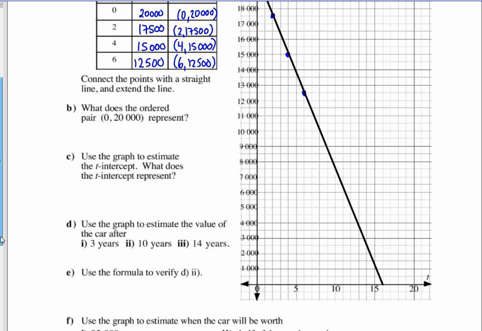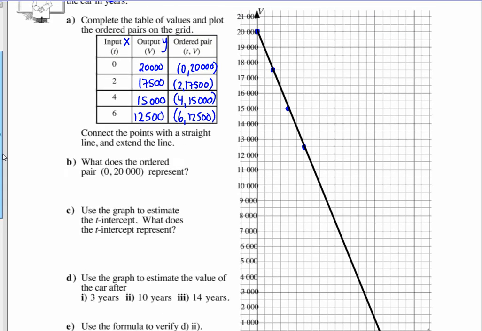Let's talk about this. What does the ordered pair 0, 20,000 represent? Okay, well, first off, which intercept is it? It's the y-intercept, or the v-intercept. The y-intercept. So think about the variables. What does the x stand for?